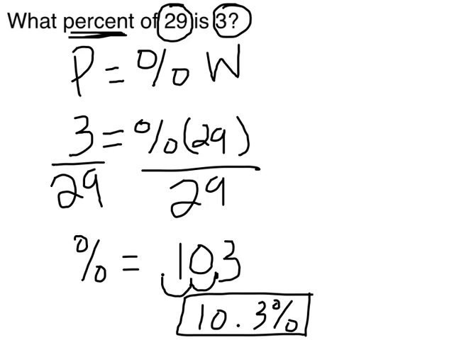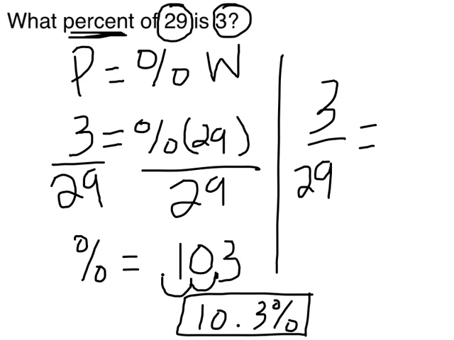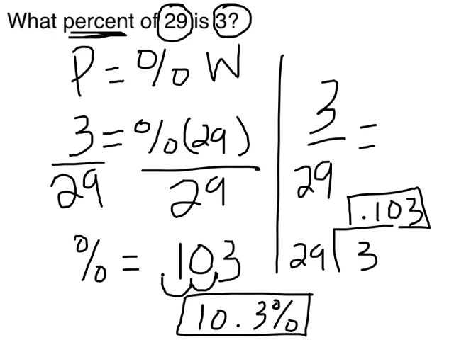Now, you might have noticed that an easier way to do this is to simply take 3 and divide it by 29, because it's asking you what piece of 29 is 3. And if you just do top in, bottom out, you'll get the same thing. It doesn't matter either way.